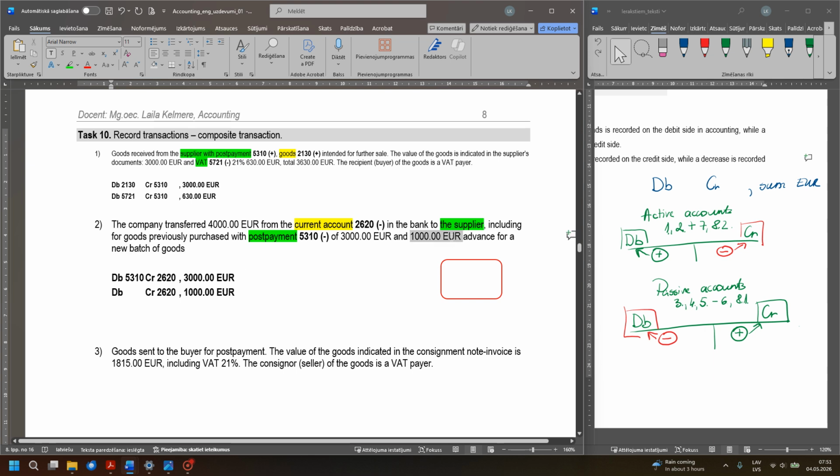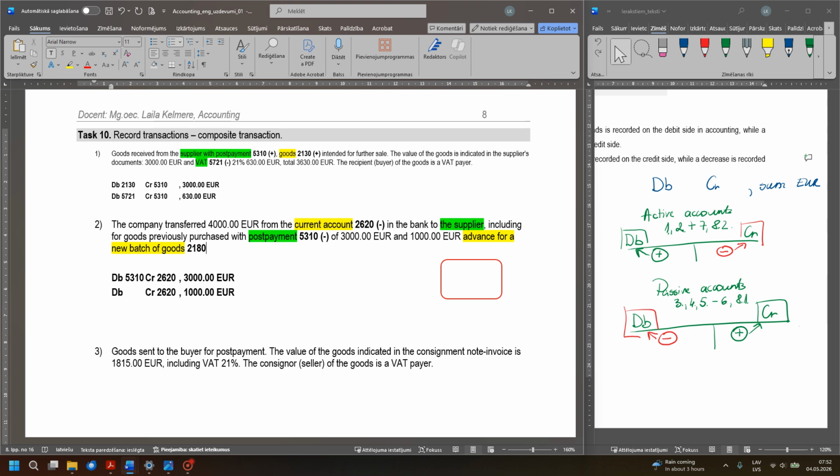So 1,000 is an advance payment for a new batch of goods. Advance payments mean that we transfer money to our supplier, and in the future we will get the goods or the service, and if something doesn't happen like we planned, we can get back the money. That means with an advance payment our money is sitting on the supplier's account, and that's why this is our asset, and we will put account 2180.